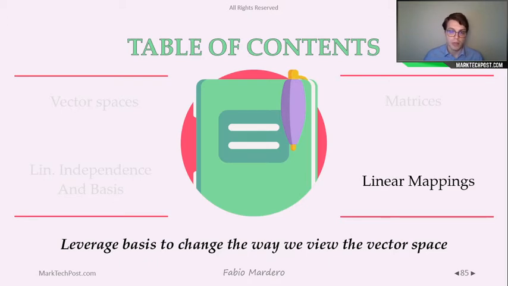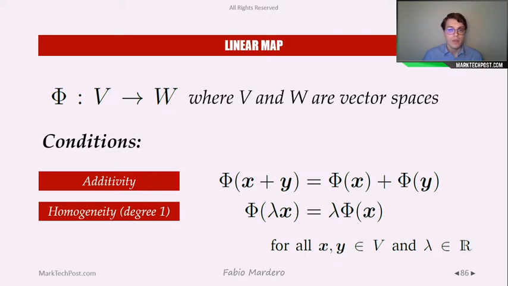Now we want to leverage this concept and, given a vector space, be able to change the basis, so change the point of view. To do so, we will define the linear mappings. We define a linear map as a function phi that goes from one vector space V to another vector space W, and follows two conditions, the additivity condition and the homogeneity condition.